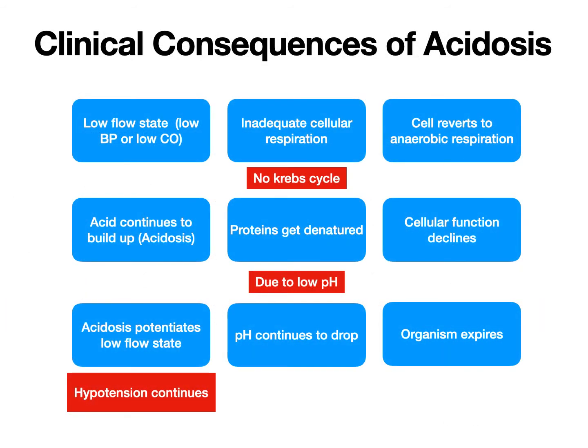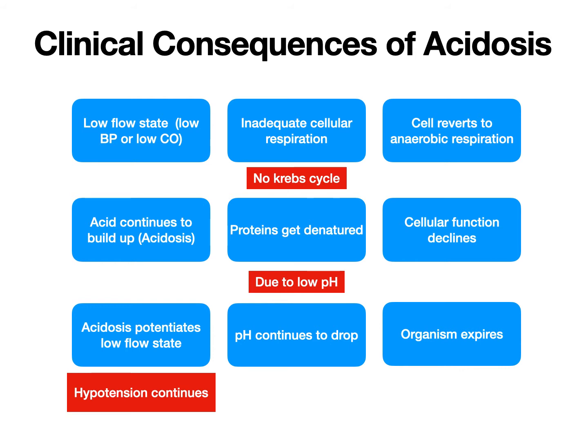This slide shows the clinical consequences of acidosis in the body. The cardiovascular system and the hemodynamics are the most affected by acidemia. It can start off with a low flow state, such as that with hypotension, or low cardiac output state, which then leads into inadequate cellular respiration. The mitochondria is not used, hence there's no Krebs cycle.